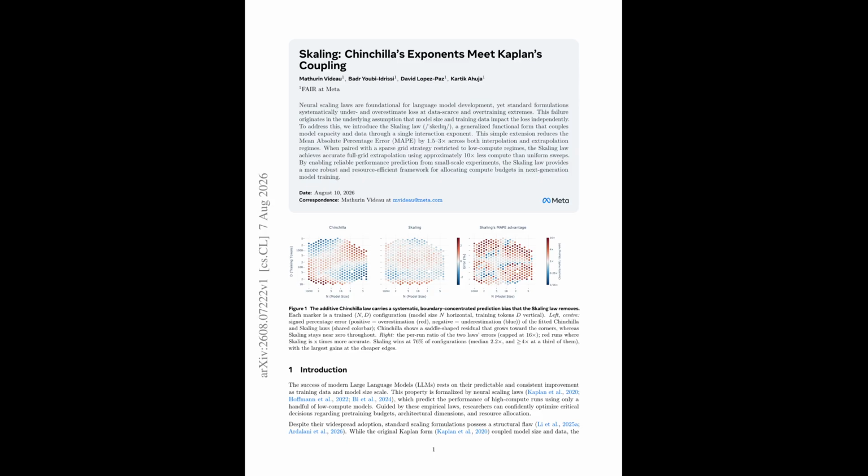On SK Grid Full Grid, far extrapolation error drops from 5.17% to 0.70%. On the L-shape variant with roughly 10 times less compute, Skaling still beats full grid Chinchilla in most settings, and far extrapolation error stays around 1.15% versus Chinchilla's 14.63% under the same sparse regime.